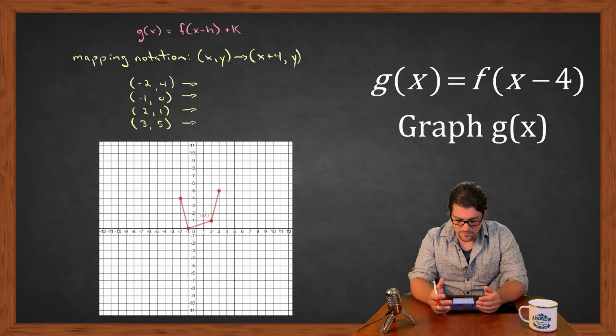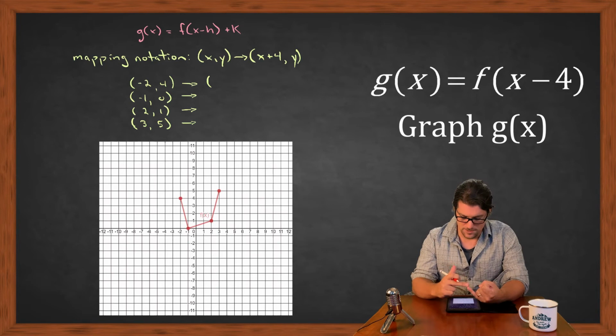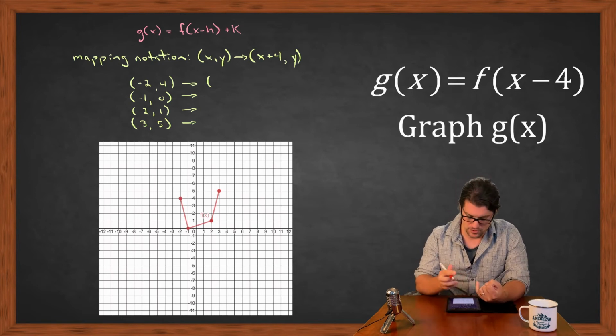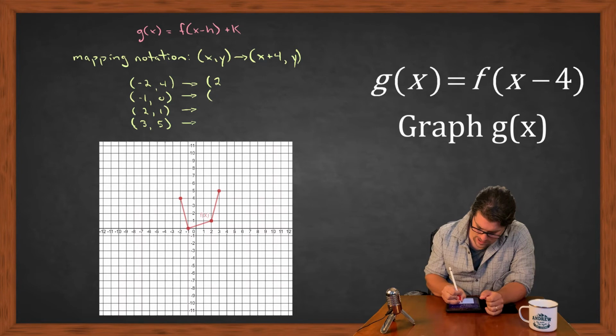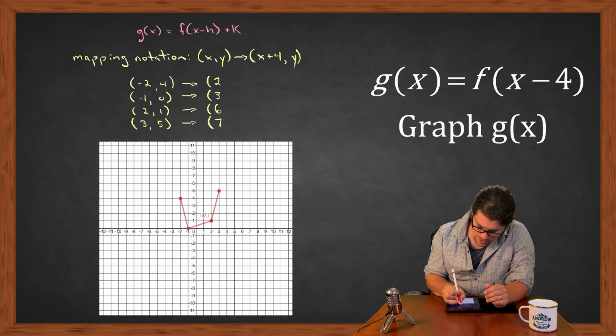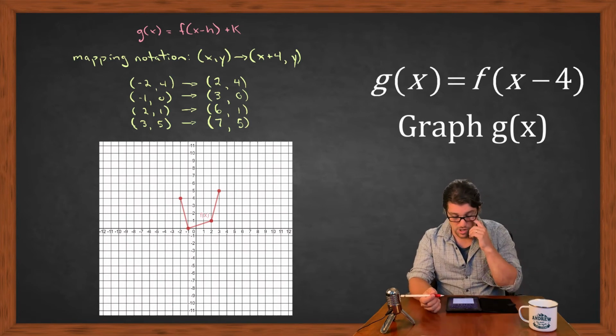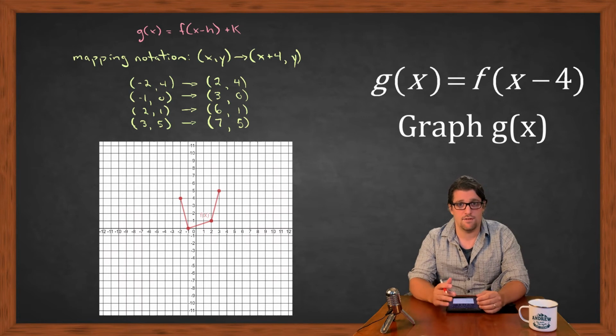So what we're going to be able to do is take these values and follow the rule. It tells me to take my old x value and add 4 to it. So negative 2 plus 4 is 2. Negative 1 plus 4 is 3. 2 plus 4 is 6. And 3 plus 4 is 7. So I did all the x's together. It doesn't really matter what order you decide to do things. And now I'm going to do the y's, which actually is leave it alone, leave it alone, leave it alone, and leave it alone. So we have a set of 4 new points. Those points are 2 comma 4, 3 comma 0, 6 comma 1, and 7 comma 5.